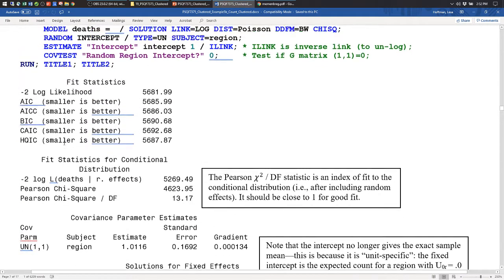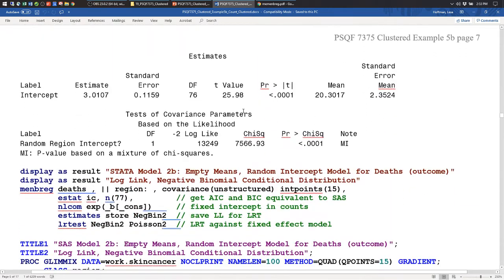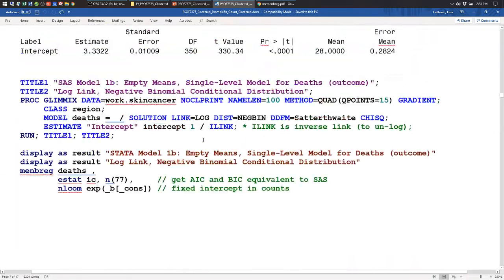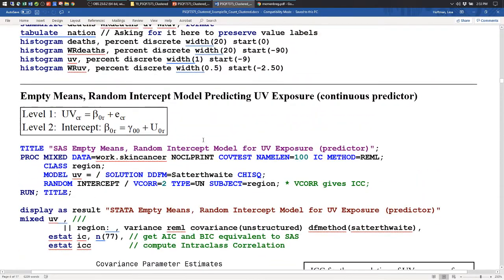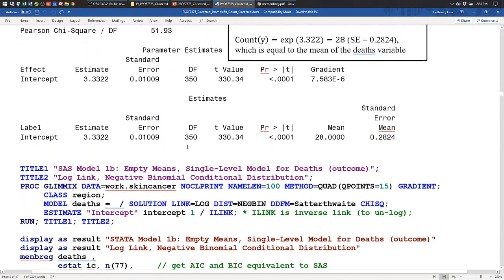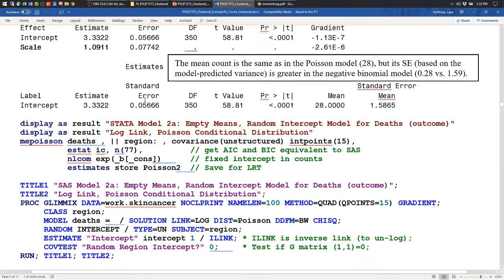I did my COVTEST right here to test whether or not I need a random intercept. The 0 just means take the only thing that's in the G matrix, the random intercept variance, and pretend it's not there and tell me what the log likelihood would have been without it, which is that number right here, and there's the difference. So 13,249 is what the model without the random intercept should have gotten, and it is that. So it did get it right. In your homework, I checked, and it did get it right as well. So you should be able to use the COVTEST option.